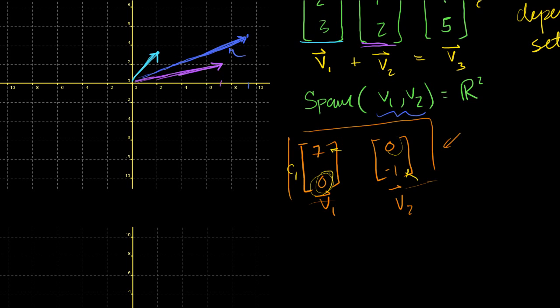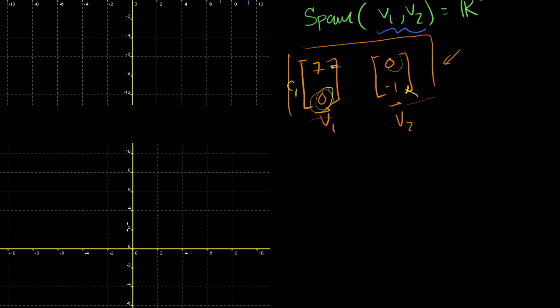And you can even see it if we graph it. One is 7, 0, which is like that. Let me do it in a non-yellow color. 7, 0. And one is 0, minus 1. And I think you can clearly see that if you take a linear combination of any of these two, you can represent anything in R2. So the span of these, just to get used to our notion of span, the span of v1 and v2 is equal to R2.